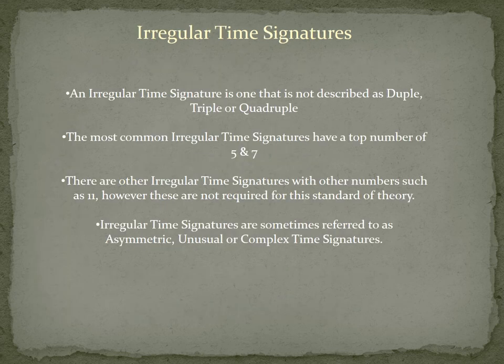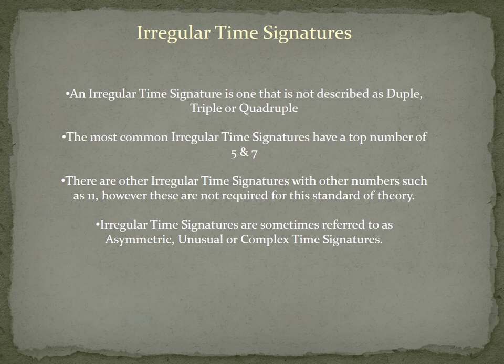And along to the last type of time. We've had simple time, we've had compound time, and this type of time is now called irregular time. An irregular time signature is one that is not described as duple, triple or quadruple. The most common irregular time signatures have a top number of 5 and 7.